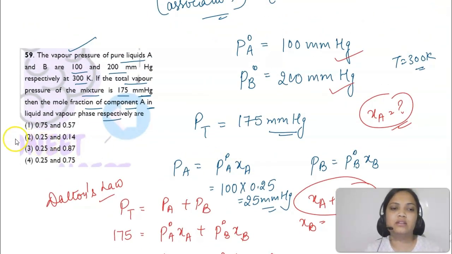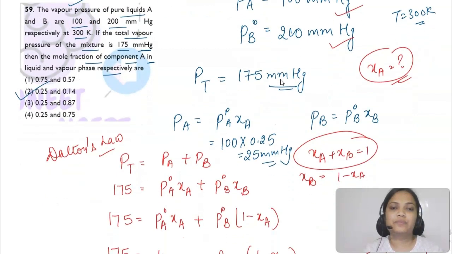So let's see the answer. Its answer is going to be option number 2. So class, this was a very important question, and it was based on Raoult's law. I hope everybody has understood how to solve it. Now we will be doing the next question.